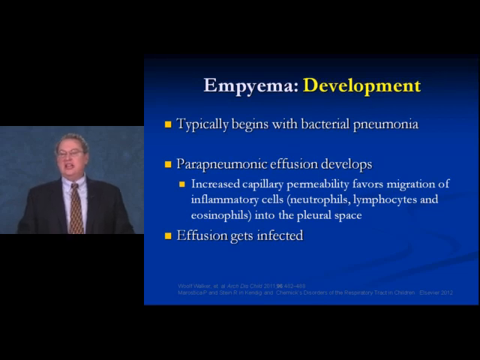So it typically begins with a bacterial pneumonia. You develop a parapneumonic effusion, which is due to increased capillary permeability, which favors migration of inflammatory cells, specifically neutrophils, lymphocytes, and eosinophils, into the pleural space. And then once you have that effusion, it becomes an empyema once that effusion gets infected.